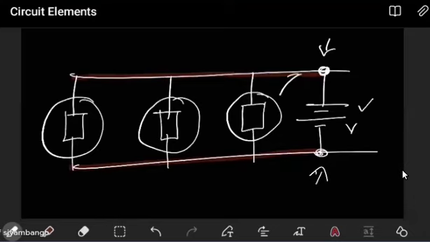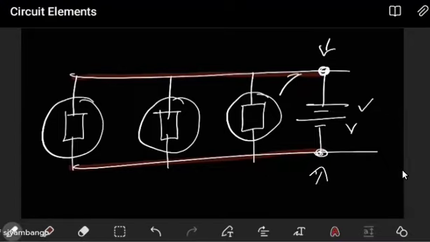Yes. Okay. Sorry, I've got a question. Go ahead. So are you saying the voltage value across the elements will be the same as the value of the voltage supplied?